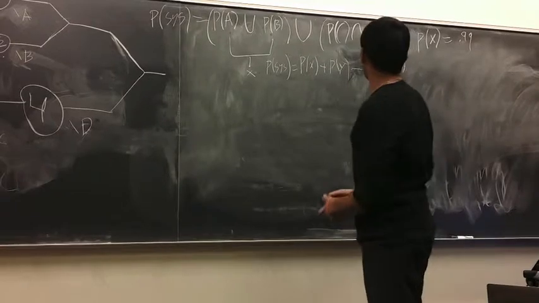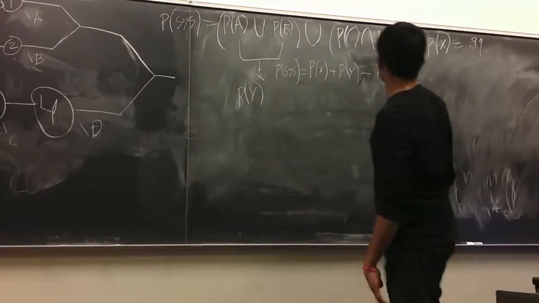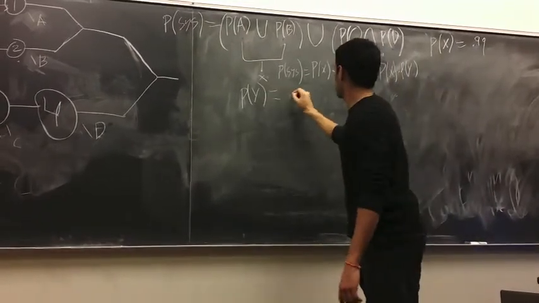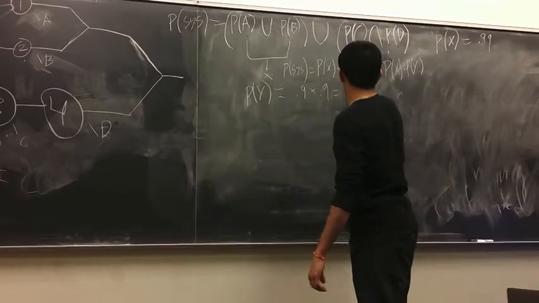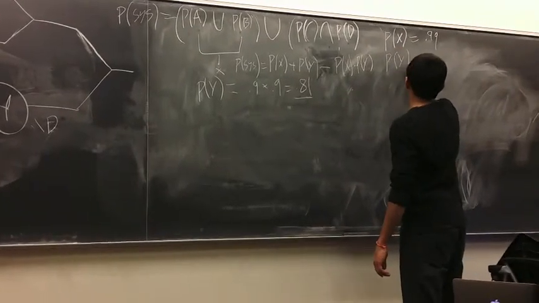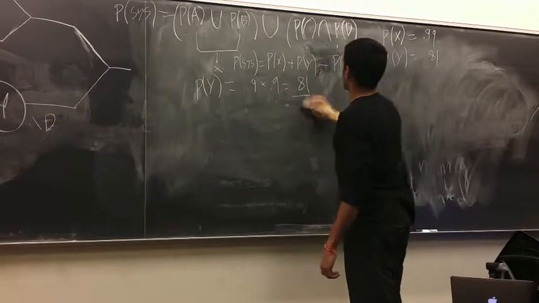Next, we want to define what probability of Y is. Well, probability of Y is just the probability of C intersection with D. So all that is just 0.9 times 0.9, which equals 0.81. So we'll write that over here. Probability of Y is equal to 0.81.